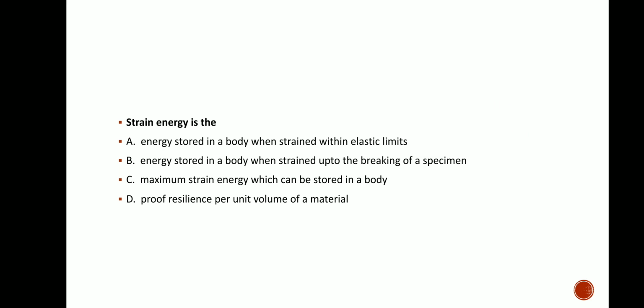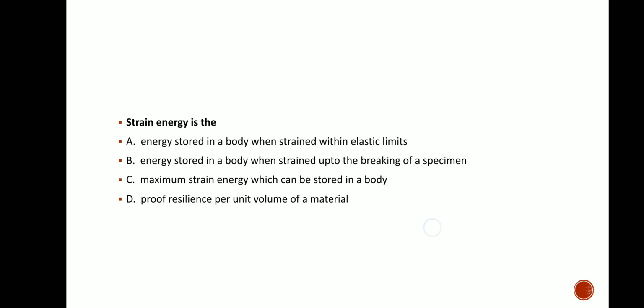Now, the next question is: the strain energy is dash dash. The four options are: A, energy stored in the body when strained within the elastic limit. Option B, energy stored in a body when strained up to the breaking of a specimen. Option C, maximum strain energy which can be stored in the body. And option D, proof resilience per unit volume of a material. So, this is the definition of strain energy, or you have to visualize the formula for strain energy and opt for the correct option from the given alternatives.